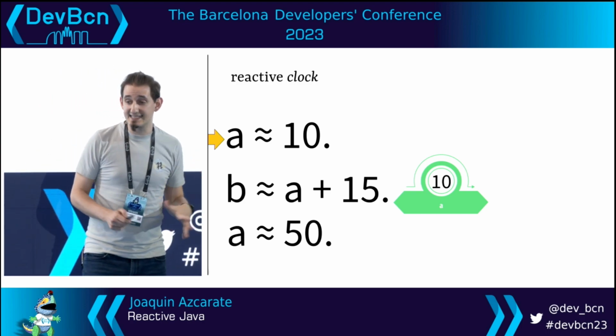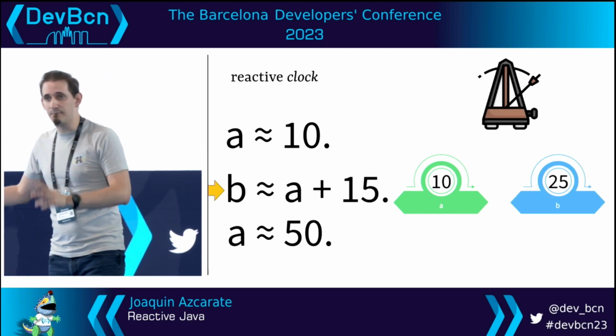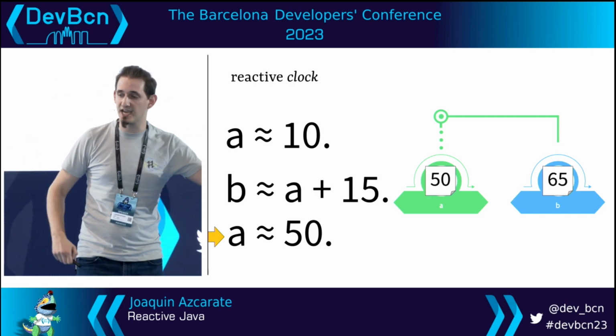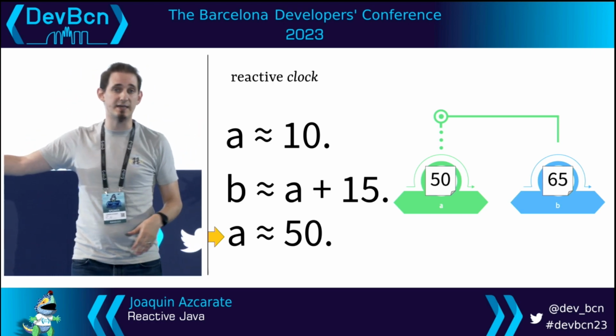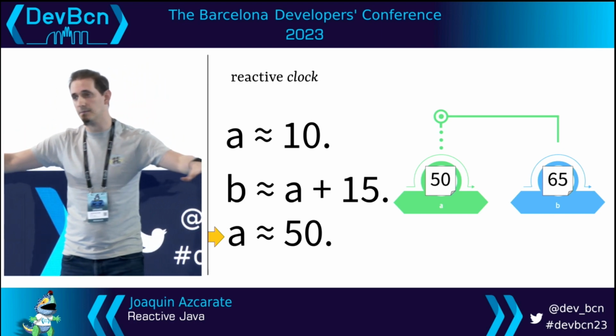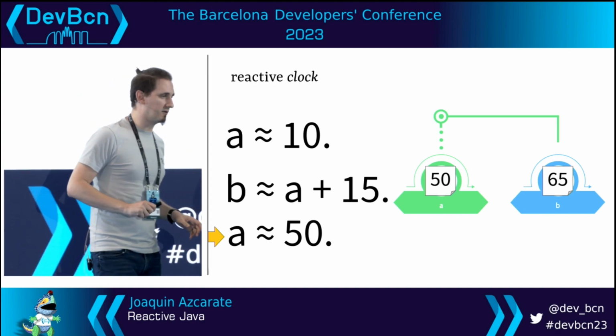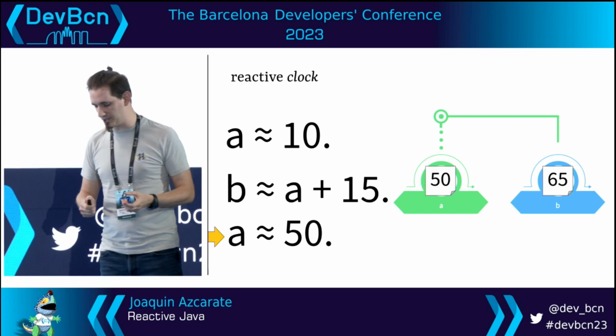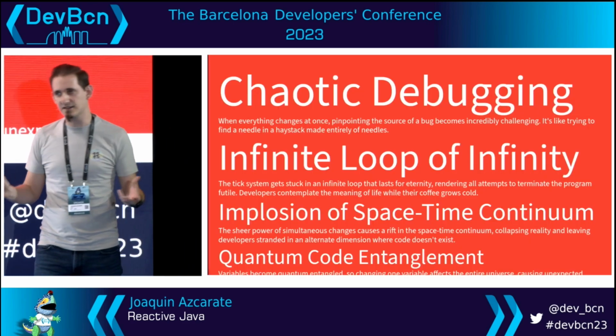So currently, A is 10. We advance the clock. Now we have B being 25. Then we advance the clock, and we change both things at the same time, right? We change A to be 50, and now B to be 65. Every line of code updates all of our system. Hopefully, you will start pondering whether this is a good implementation, and I will tell you that no, it is not.